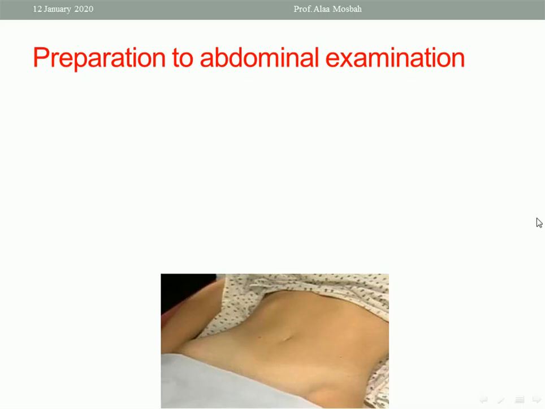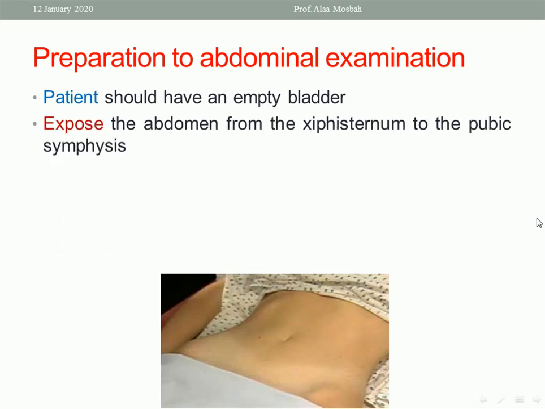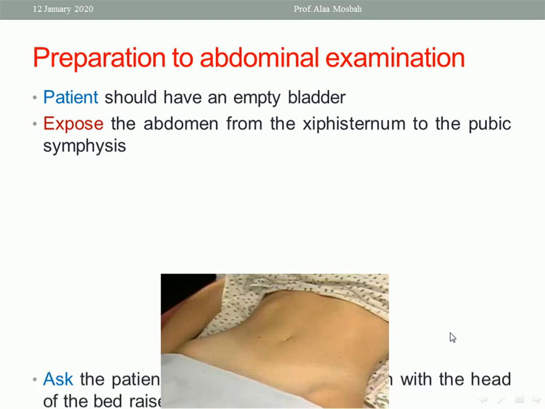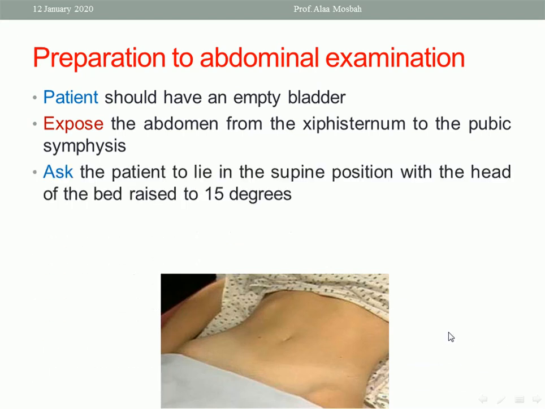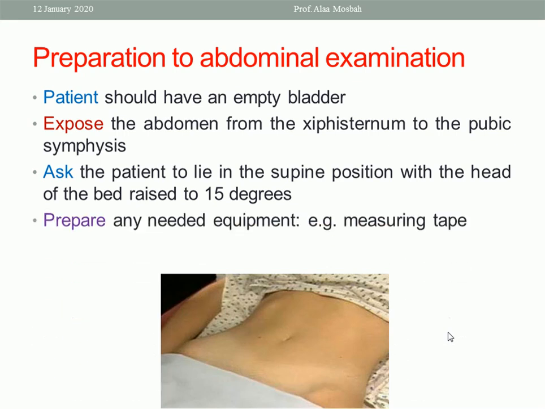Preparation for abdominal examination. The patient should have an empty bladder. Expose the abdomen from xiphisternum to pubic symphysis, as you see in the picture. This is the exposed area from xiphisternum here to symphysis pubis here. Ask the patient to lie in supine position with the head of the bed raised to 15 degrees. Prepare any needed equipment like a measuring tape.